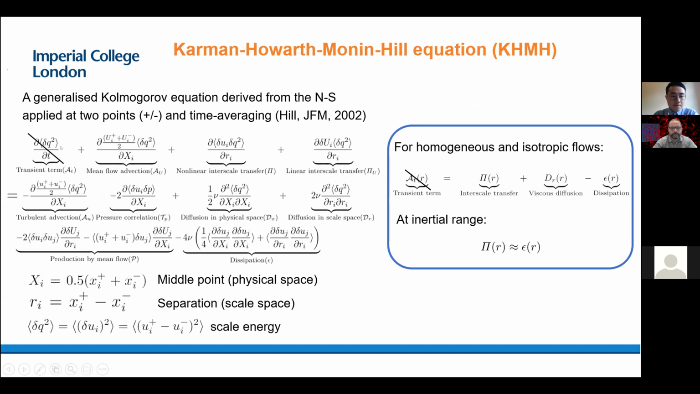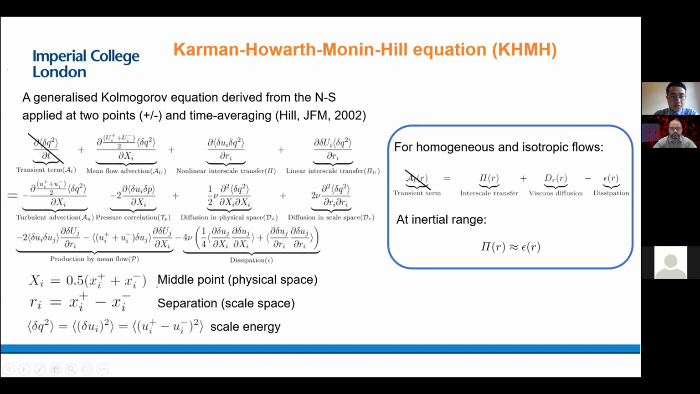For example, the first term, which is the transient term, is 0 because here we consider only the statistically steady flow. The second term is the advection due to mean flow, and that's nonlinear interscale energy transfer rates, and that's interscale energy transfer due to mean flow, turbulent advection, pressure velocity correlation, diffusion in physical and scale space, and the last 2 terms are the production and the dissipation.